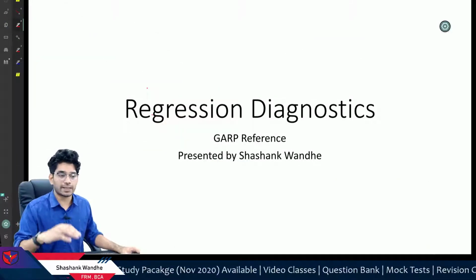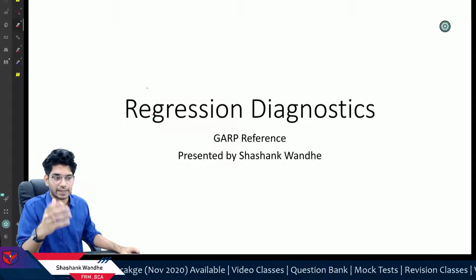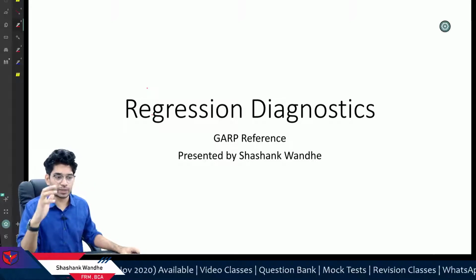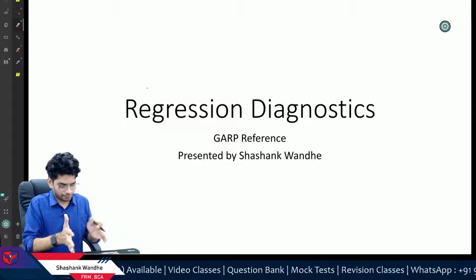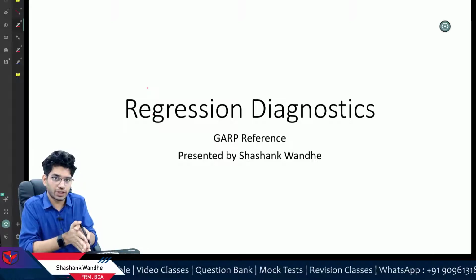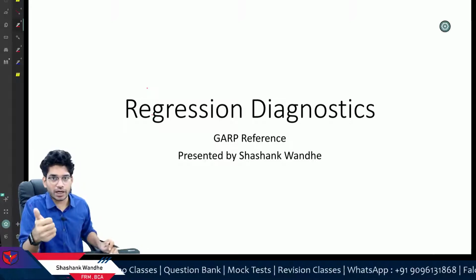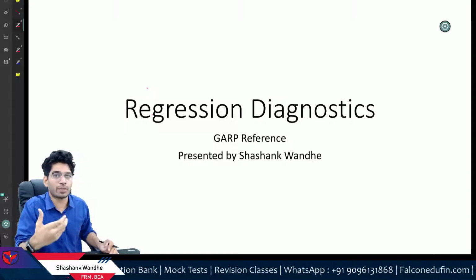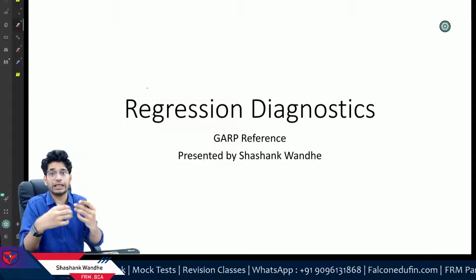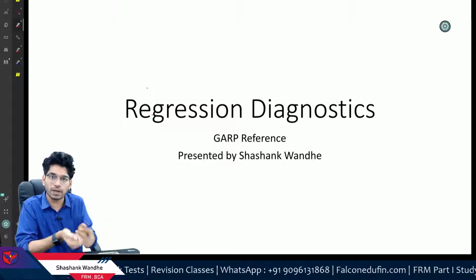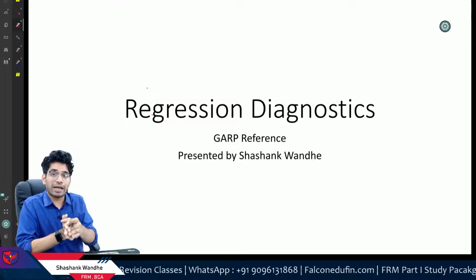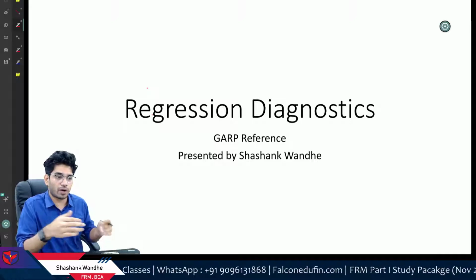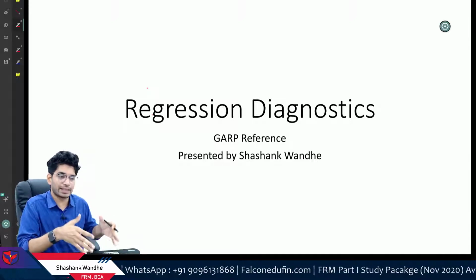Hello everyone. Now we'll start chapter number 9 of quantitative techniques, which is regression diagnostics. This is the final part of your linear regression section. First we started with linear regression with one variable, then linear regression with multiple variables. After your regression model is produced, we need to see if there is any problem with that model. So what can be the problems and how do we identify them? This is what we are going to discuss in regression diagnostics.